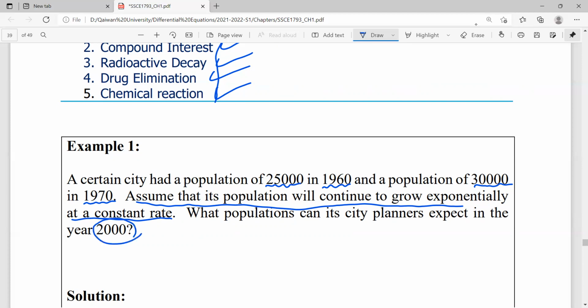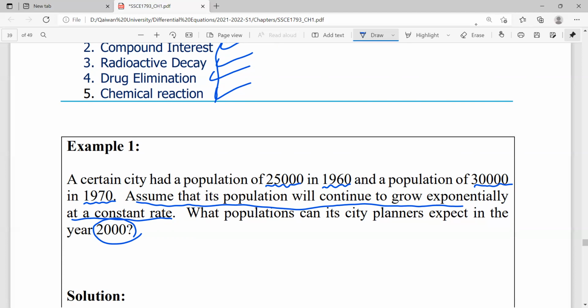Look, here we have given the population of the city in 1960, and also the population of the city in 1970. We should find the population of the city in 2000. What's the starting time? Our problem is starting from 1960. That means at 1960, we need time to be 0.